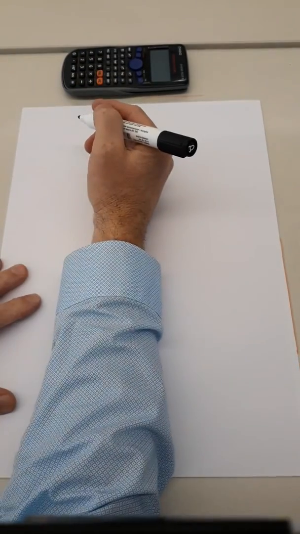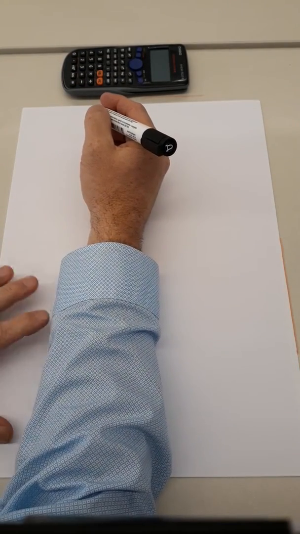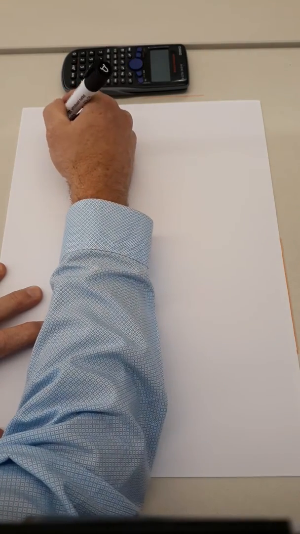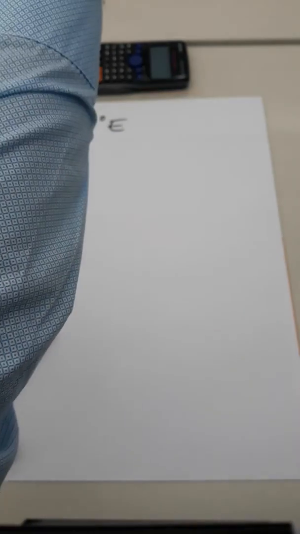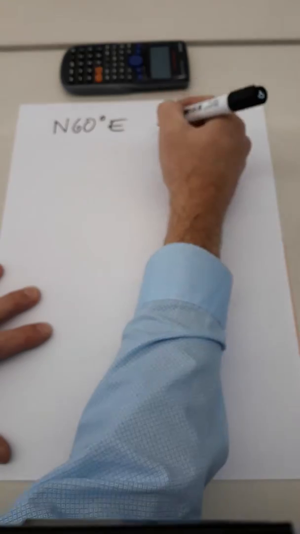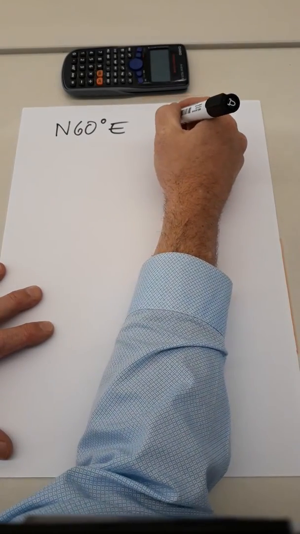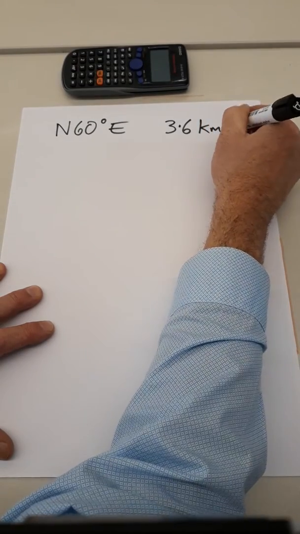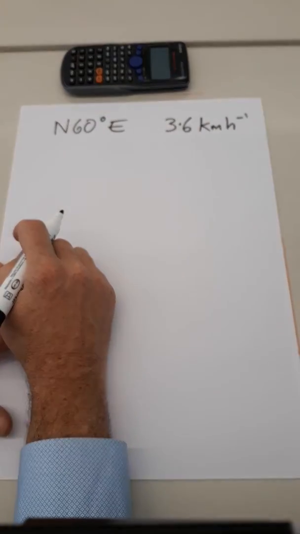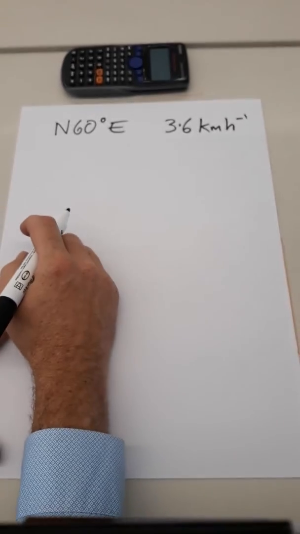Okay, so we've got this guy who always swims at a certain angle. How about let's have him swim at north 60 degrees east. He always heads off that way and he's swimming along in that direction. And what's a reasonable swimming pace? 3.6 kilometres per hour. That's the velocity that he swims at in that direction.